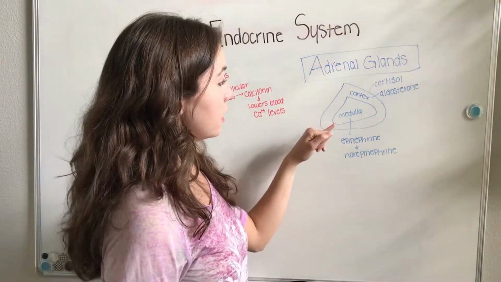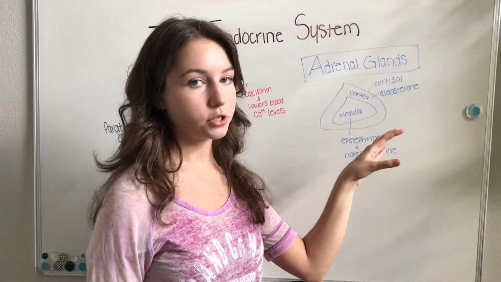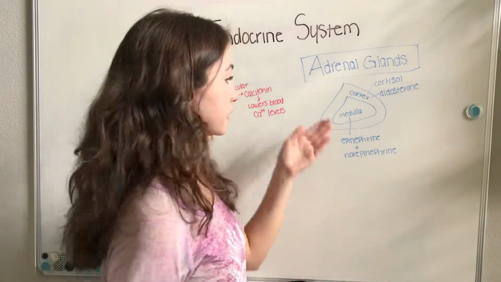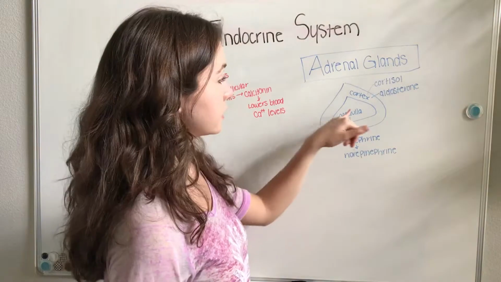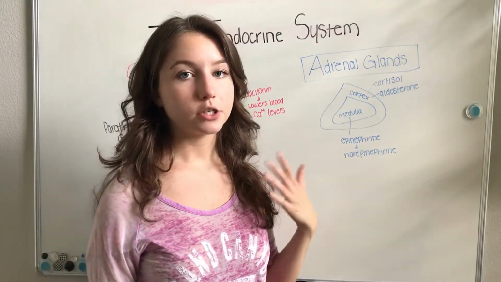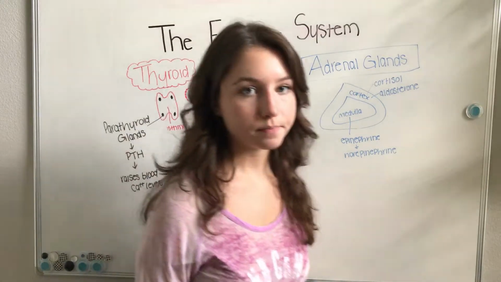And then the medulla is targeted by fear. So you've heard a lot about the fight or flight method. This is where this comes from. So fear targets the medulla, which then makes epinephrine and norepinephrine, which causes your fight or flight response.